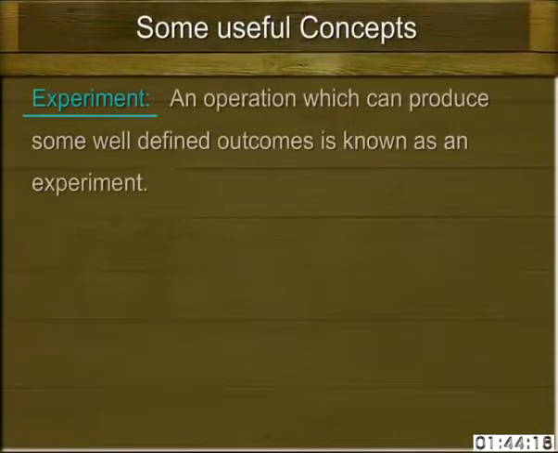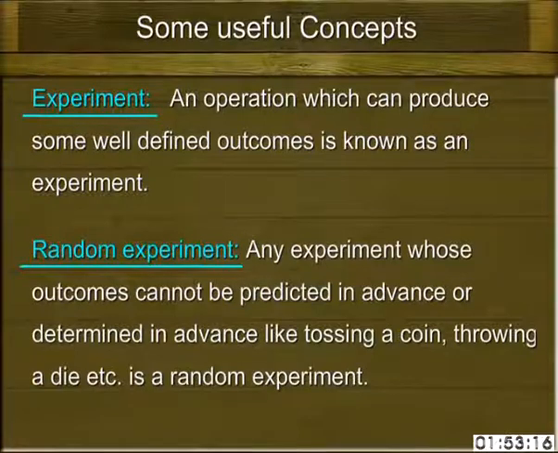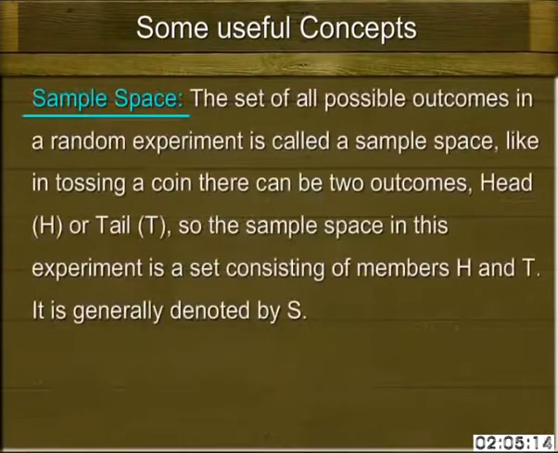First of all, experiment. An operation which can produce some well-defined outcomes is known as an experiment. Random experiment. Any experiment whose outcomes cannot be predicted or determined in advance, like tossing a coin, throwing a die, etc., is a random experiment. Sample space. The set of all possible outcomes in a random experiment is called a sample space. Like in tossing a coin, there can be two outcomes, head or tail. So the sample space in this experiment is a set consisting of H and T. It is generally denoted by capital S.